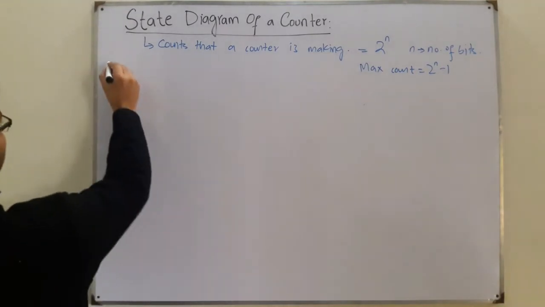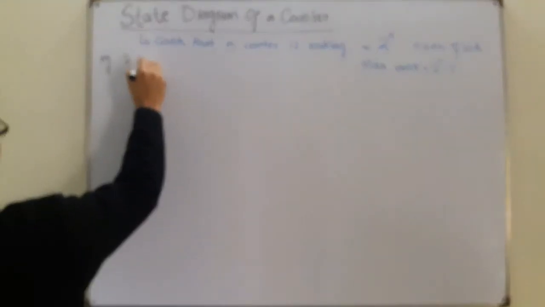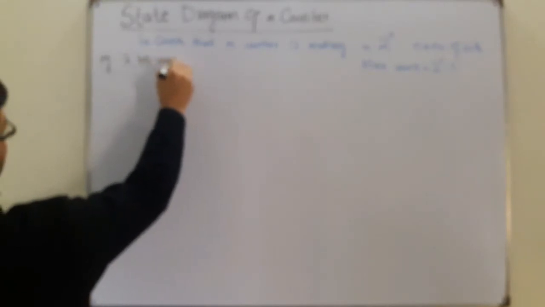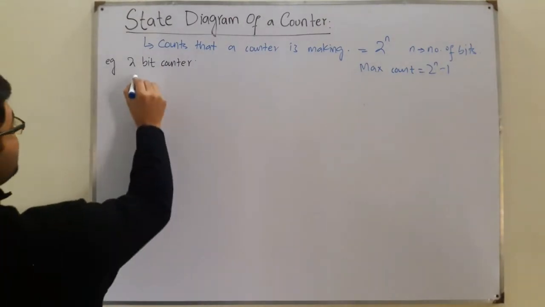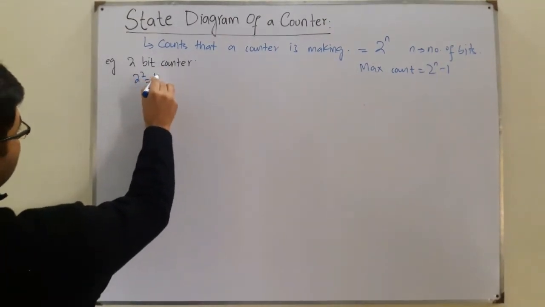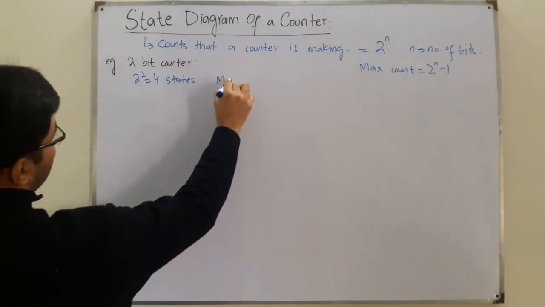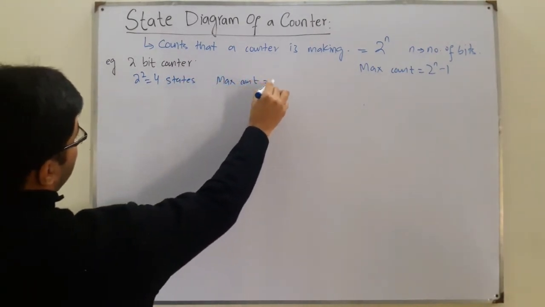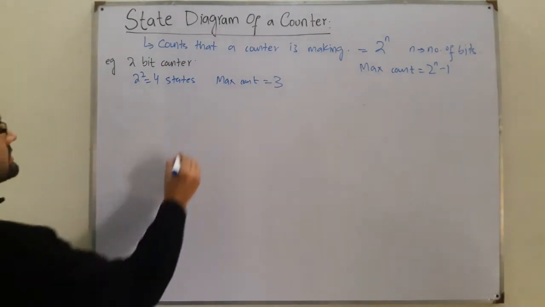Let's say, for example, we have a state diagram of a 2-bit counter. So 2-bit counter means what? That it has 2 to the power 2 is equal to 4 states, and a maximum count of 3.